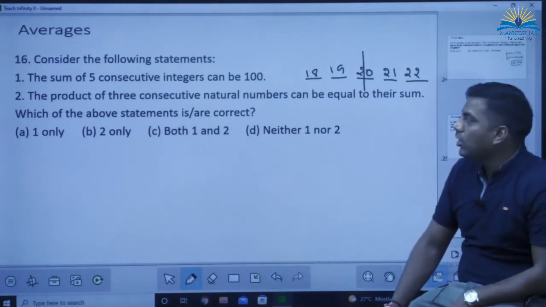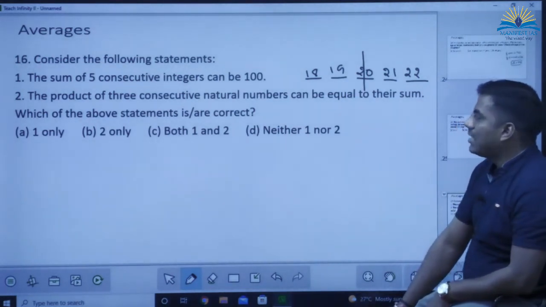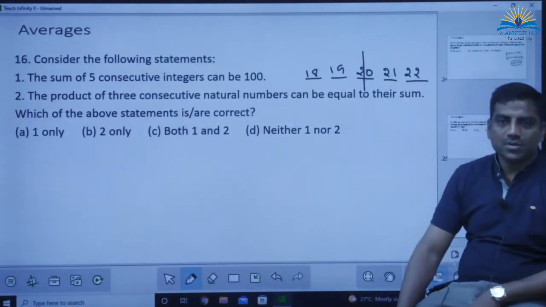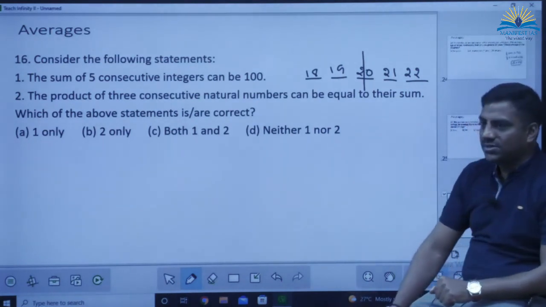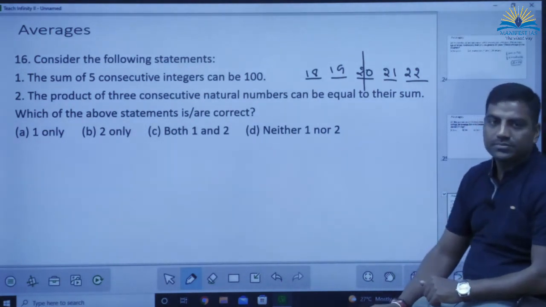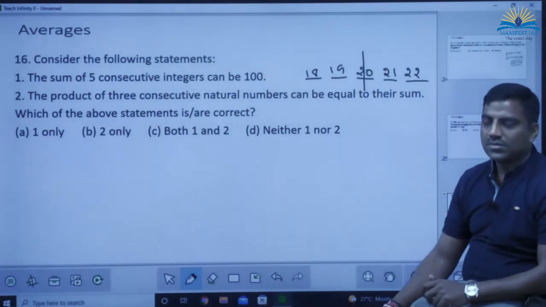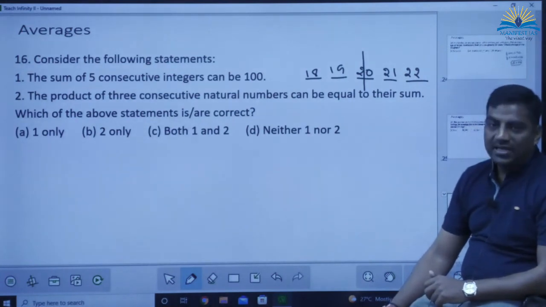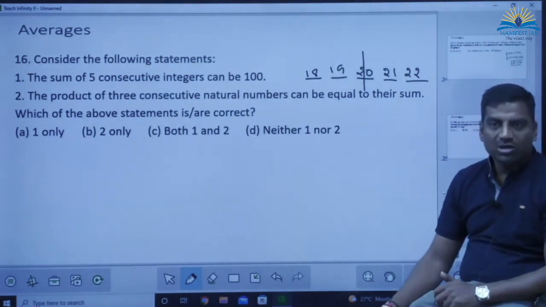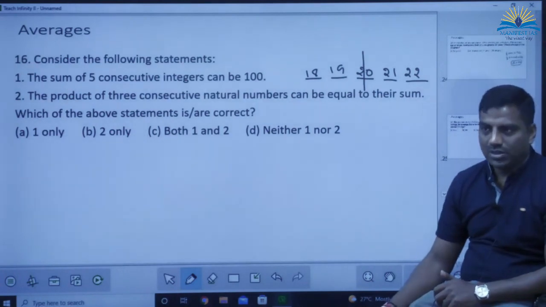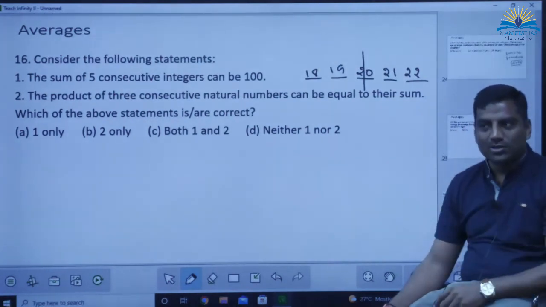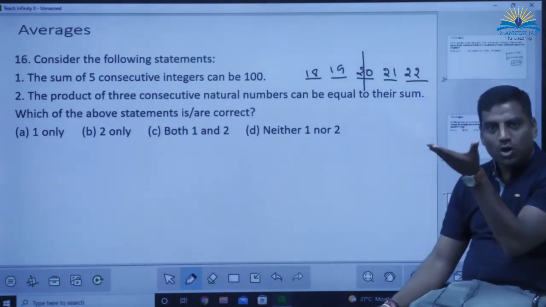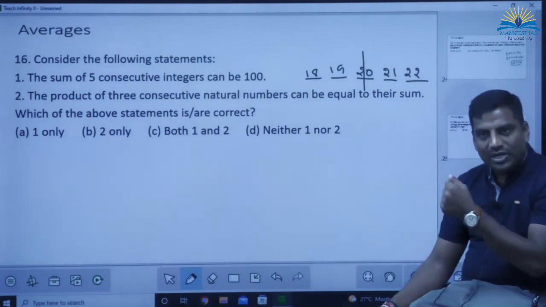The product of 3 consecutive natural numbers can be equal to their sum. Think of 3 consecutive natural numbers and their sum and their product. You are thinking of the sum and product at a time. If you go for bigger numbers, you will not get it. You will have to find that in smaller numbers only, because sum also should be same, product also should be same. You should be thinking of very small numbers.